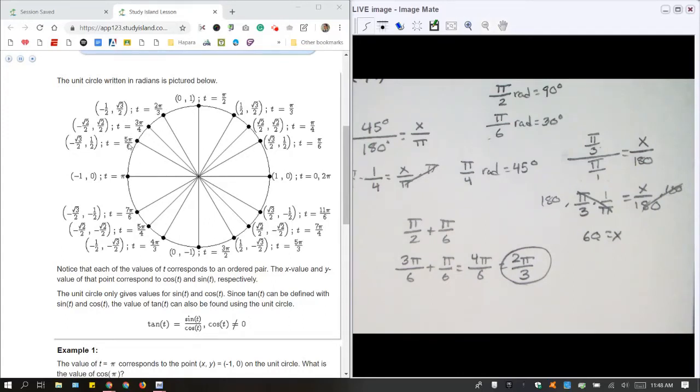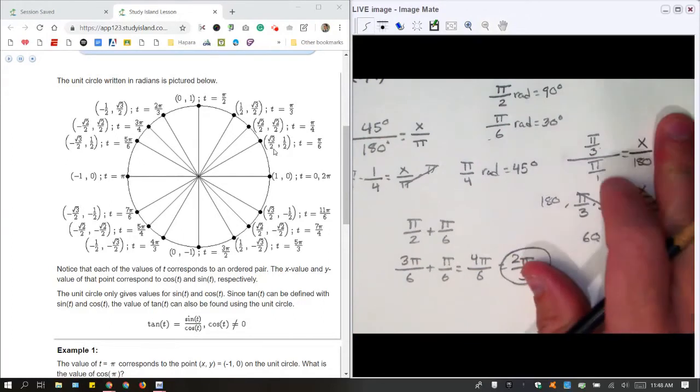So 5/6 pi is going to be 30, 30, 30. It's 5/6 of it right there. That's where all those measurements come from. So what are all these other things? What are these ordered pairs, these crazy looking ordered pairs? Well, let's go back to our unit circle for a moment.